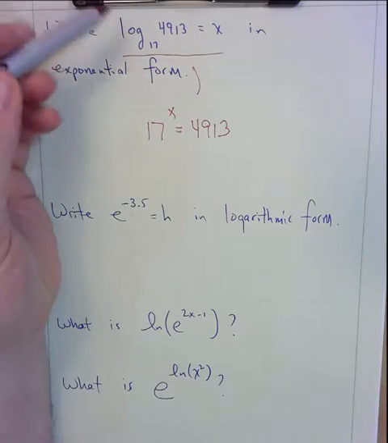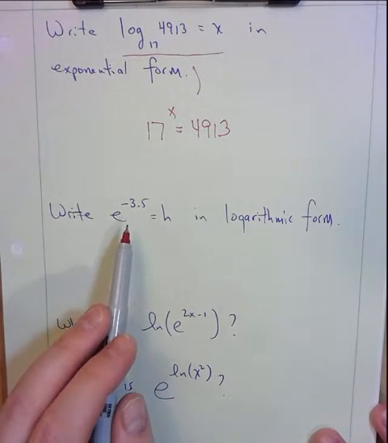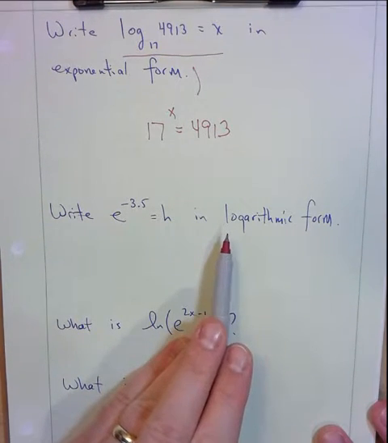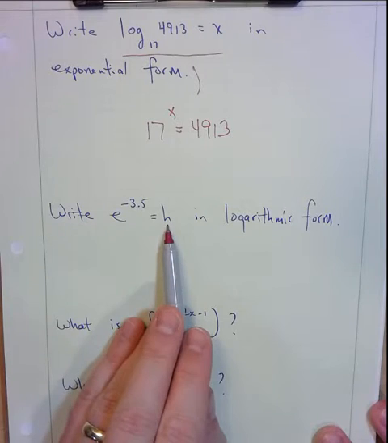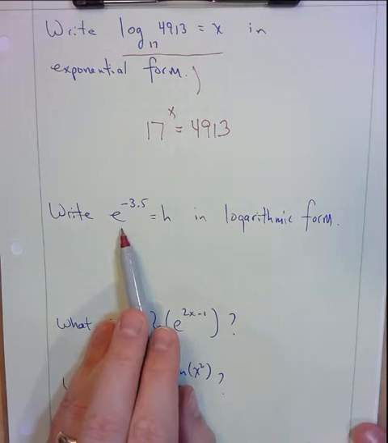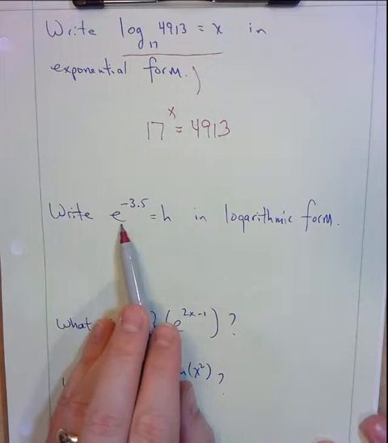Okay? So here's an example where we're starting with something in an exponential expression, and we're going to put it in logarithmic form. Now, side note here, h is an unknown. e is a constant. Well, what the heck is e? If you haven't seen it before, go look it up. I don't want to get diverted into that right now.